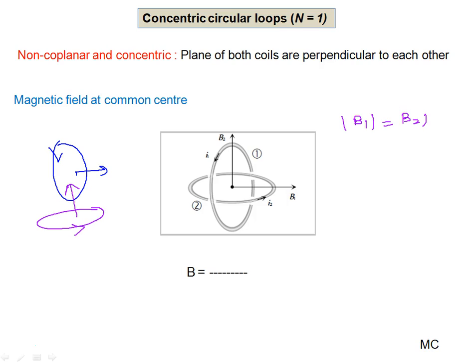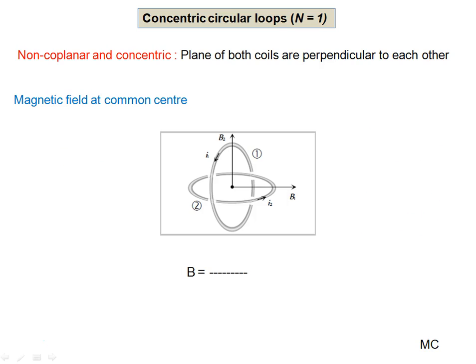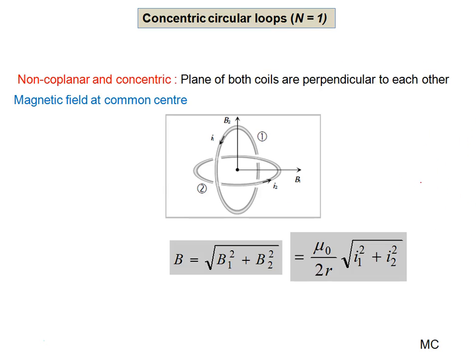Let me erase it. Just a minute. We will calculate B1 separately. B1 you will say is mu naught I1 upon 2R. We will calculate B2 separately, that is mu naught I2 upon 2R, because the radius is the same. Because it is not mentioned, we have to take the same radius. Now the net magnetic field should be taken as B equal to root of B1 square plus B2 square. Now you check it. Let me show in the next slide. I hope it is clear to you. Now we move to the next one.